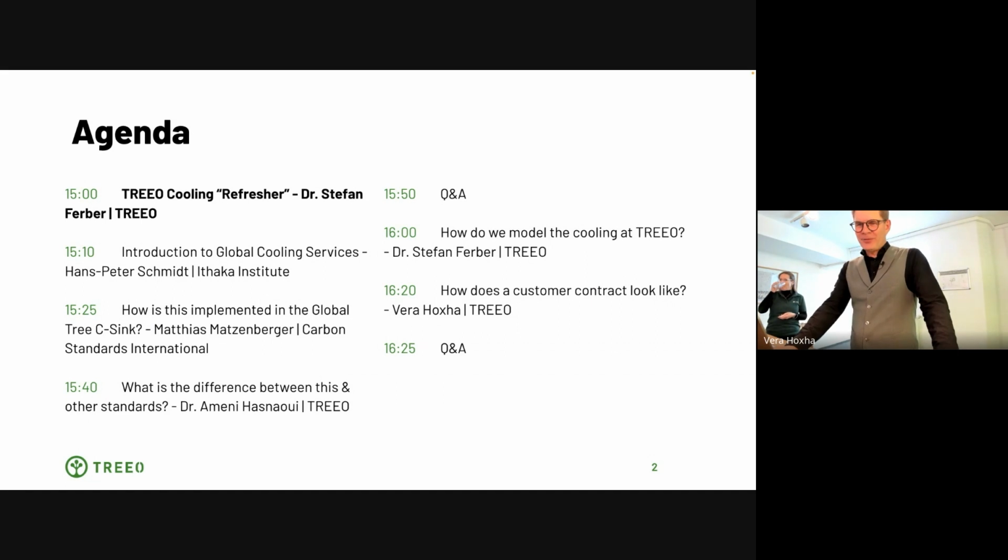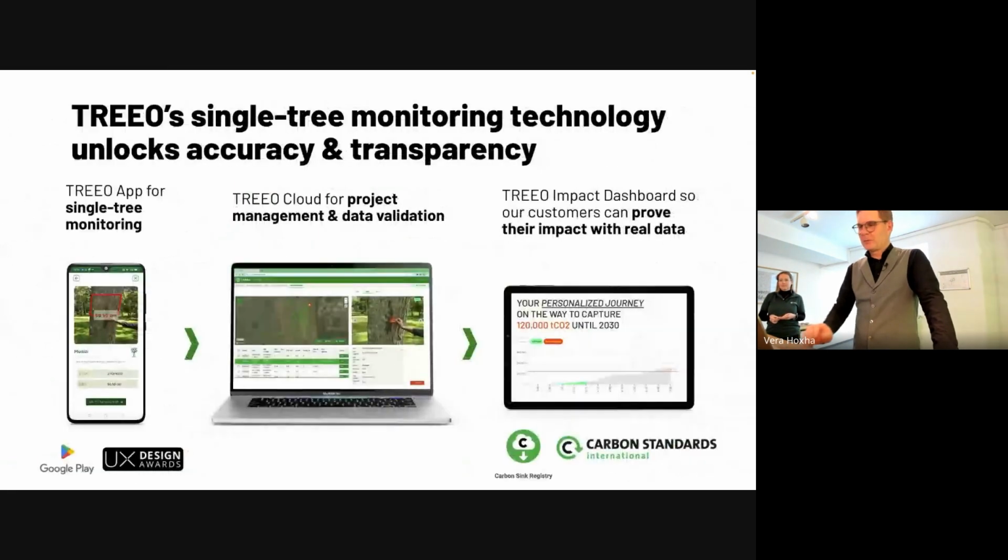I'd like to start with a very short refresher of what TREEO is all about, or if you're new to TREEO, so that you know what TREEO is doing. TREEO is a climate tech startup, started here in Stuttgart as a carve-out from the NGO Fair Ventures Worldwide. We are active in Indonesia and Uganda, and what we do is we bring radical transparency with single tree monitoring to afforestation and reforestation. And we do this with 3 technical elements.